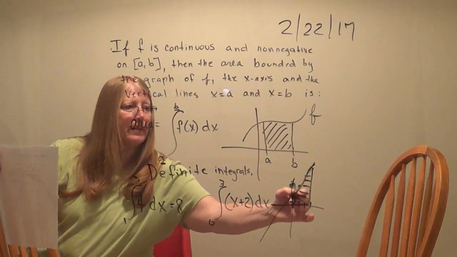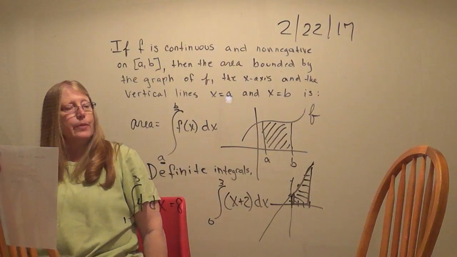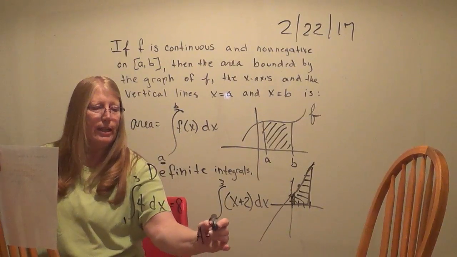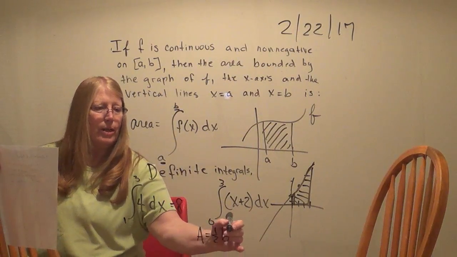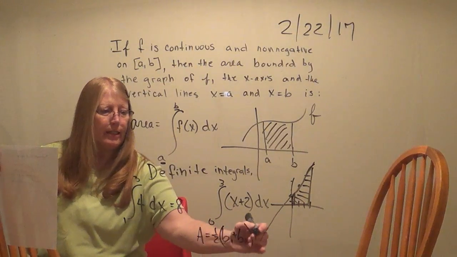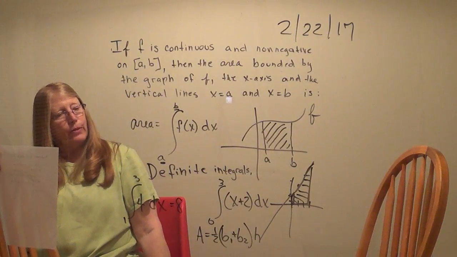Alright, what shape is that? It is a new one. It's the trapezoid. So we know that the area of a trapezoid is 1/2 base 1 plus base 2 times the height. So let's do that in terms of this trapezoid.